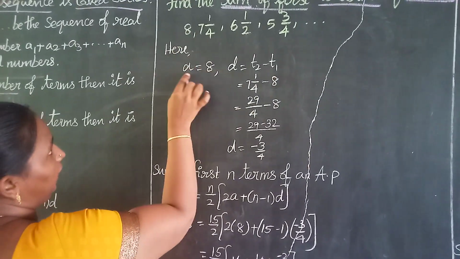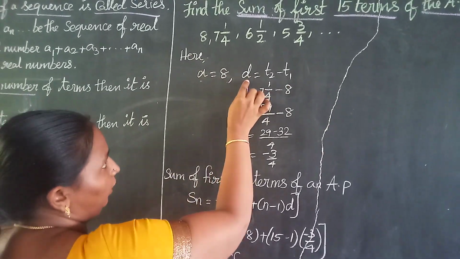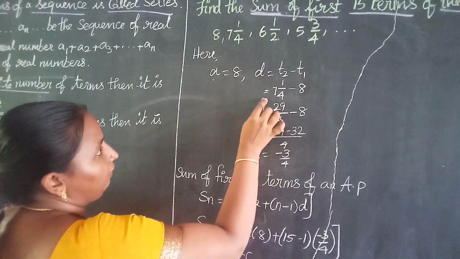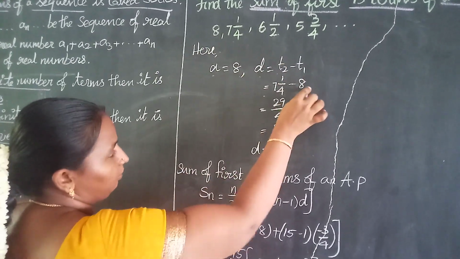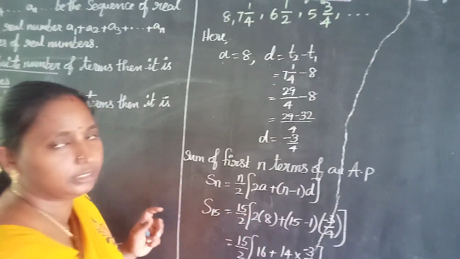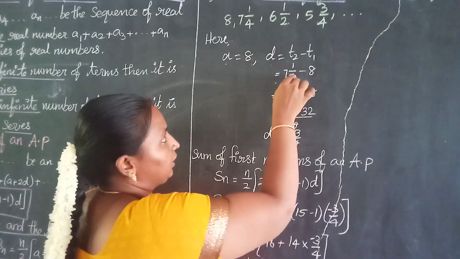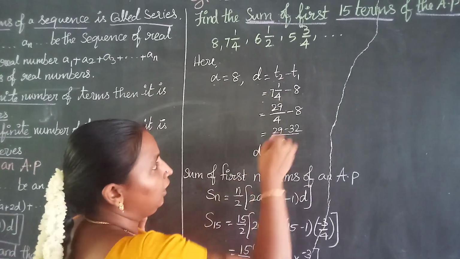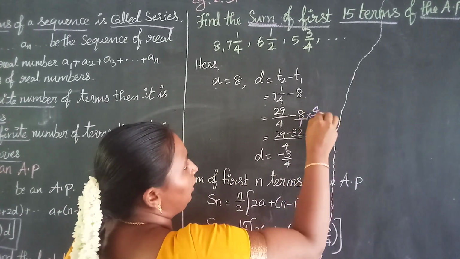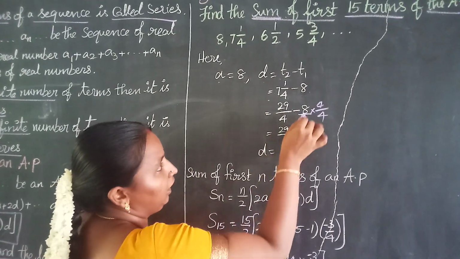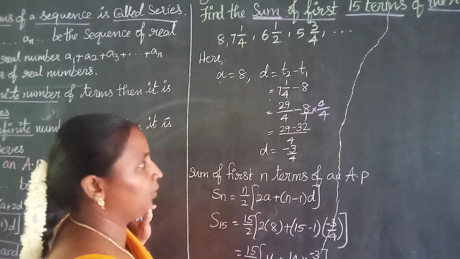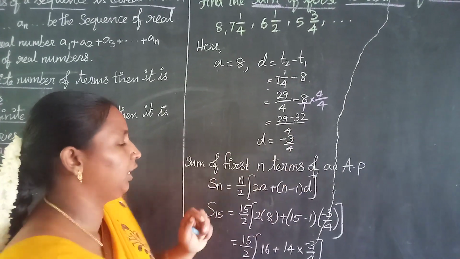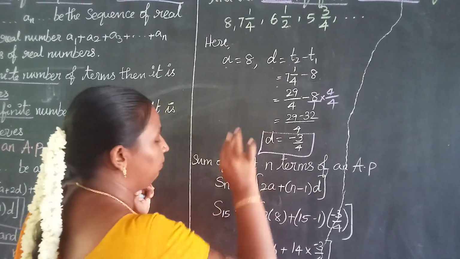So here a equals the first term, 8. How to find d? Common difference is t2 minus t1. What is t2? The second term, 7 1 by 4, minus the first term 8. 7 1 by 4 is a mixed fraction, so convert it into an improper fraction: 7 4s are 28, 28 plus 1, 29 by 4, minus 8. Here you have 8 by 1. Multiply and divide by 4, you will get 29 minus 8 4s are 32, divided by 4. So 29 minus 32 will give minus 3, divided by 4. So the value is minus 3 by 4.